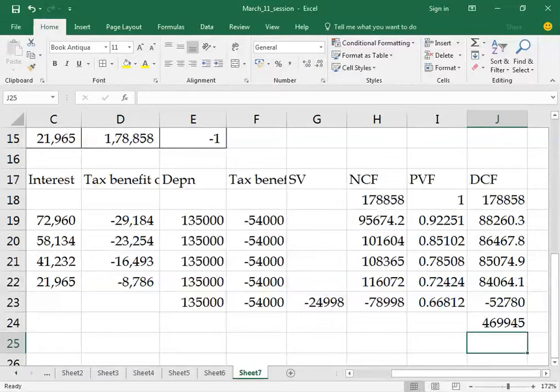24,998. Salvage value is 24,998. Book value will also be 24,998. No tax payment, no tax saving. So salvage value is equal to net salvage value. We have calculated depreciation considering that salvage value. Now this answer is 4,69,945.